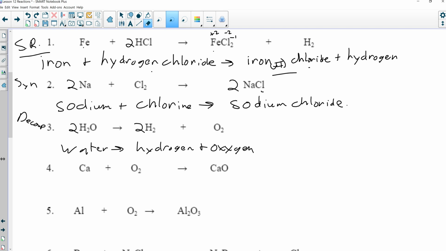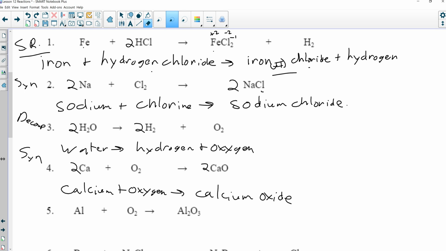How many people have done number 4? With calcium and oxygen, we have calcium plus oxygen gives us calcium oxide. What kind of reaction is that? Synthesis, yep. To balance that, the only thing out of balance is oxygen. I need to put a 2 here to balance that, but that also gives me 2 calcium, so I have to put a 2 in front of that.